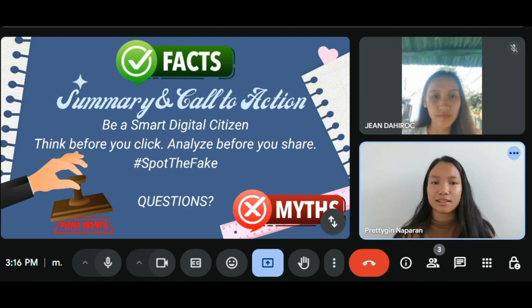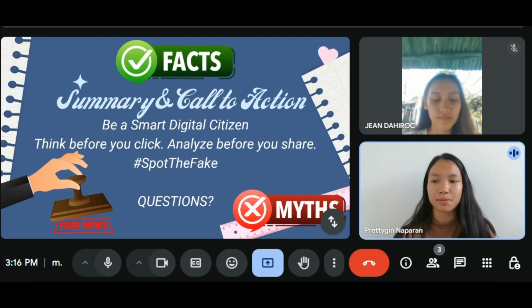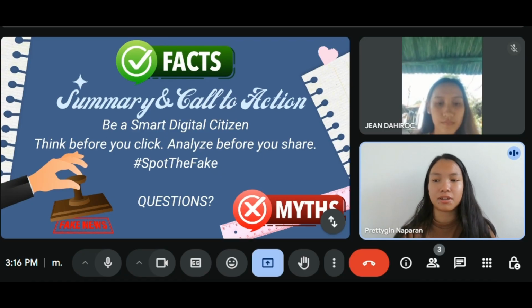Next is the summary and call to action. We wrap up with a strong call to action: be responsible digital citizens. Students are reminded to pause and evaluate before sharing information online. The hashtag #SpotTheFakes serves as a memorable reminder to stay critical.